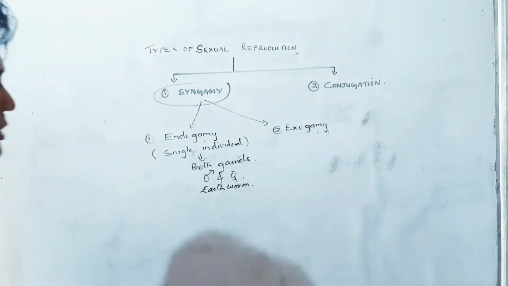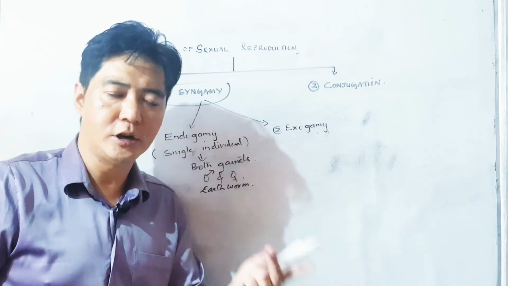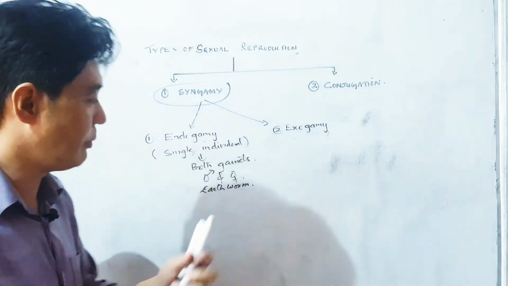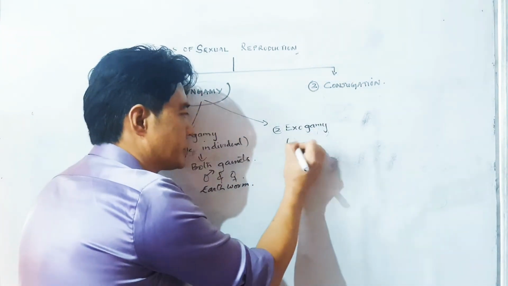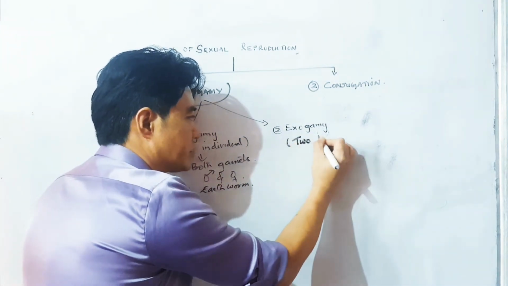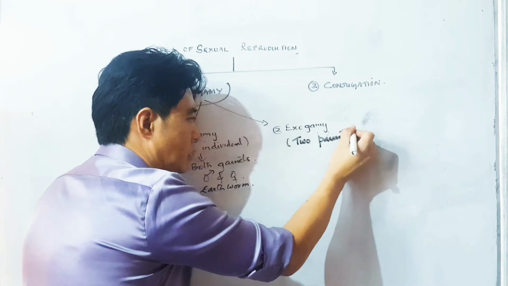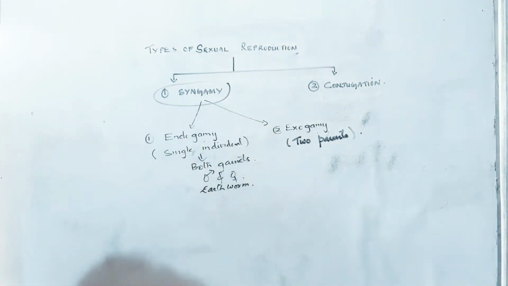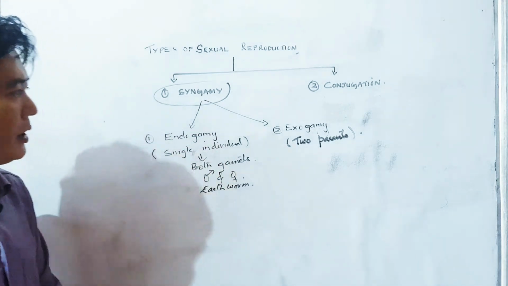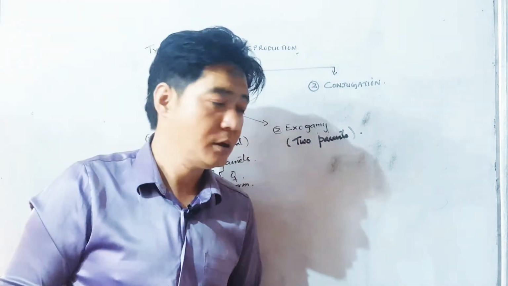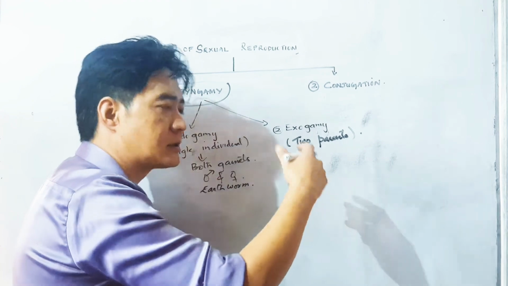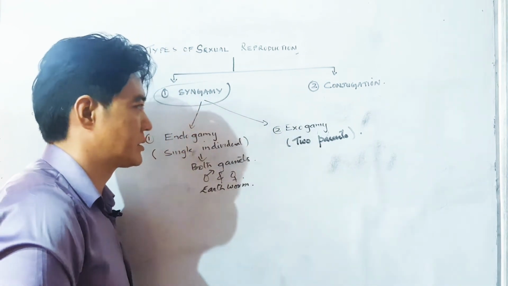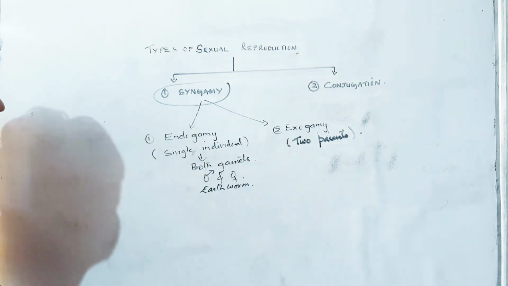In case of exogamy, two parents or two individuals are required to produce male and female gametes, means two individuals or two parents are involved to form male and female gametes. Say for example, mammals, all vertebrates.